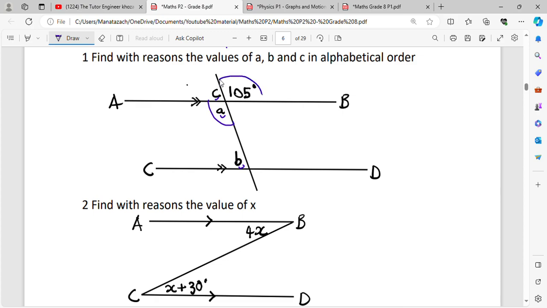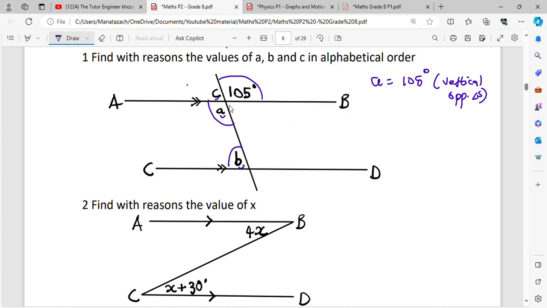The first thing is A is vertically opposite to 105, which means we'll say A is equal to 105 degrees. The reason is vertical opposite angles. And then let's go to question B. Let's find B, angle B.